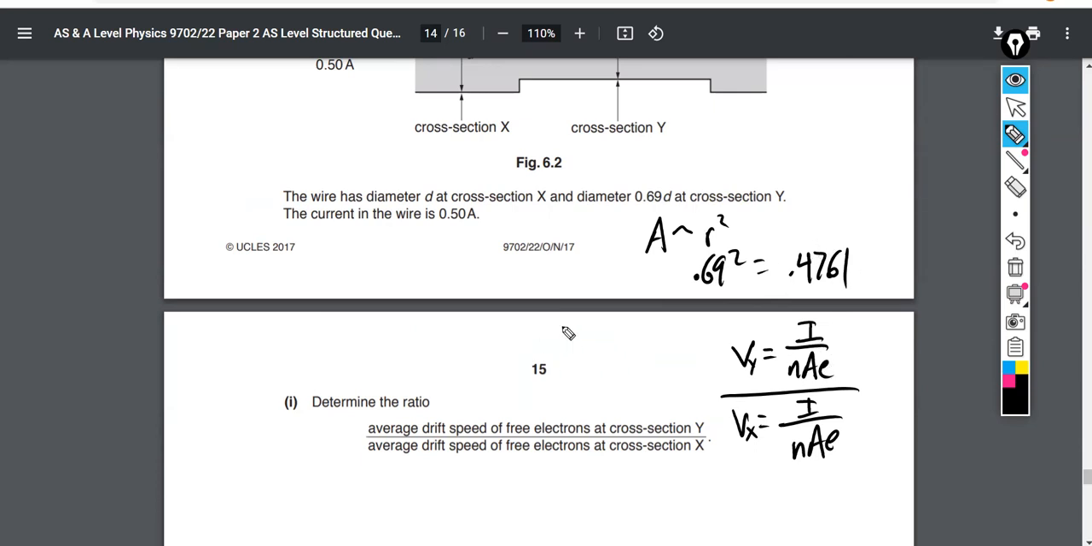And so when we make that substitution here, we can see that the ratio of these mean drift velocities is going to be equal to I over n, and the change is in Y, right? The damaged cross-section is Y. So the area here is only going to be 0.4761 A. If the diameter D gives an area A, then the diameter 0.69 D gives an area 0.4761 times that. And so here's what this proportion becomes. I'll make it a bit more clear down here.